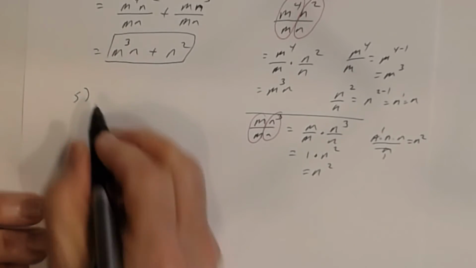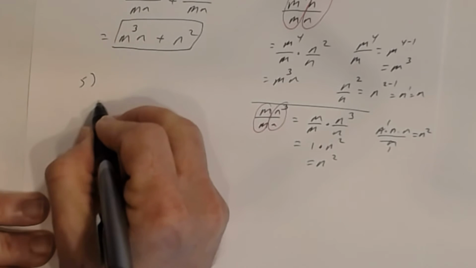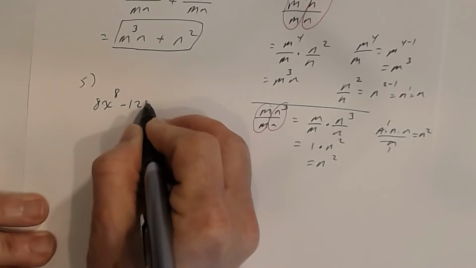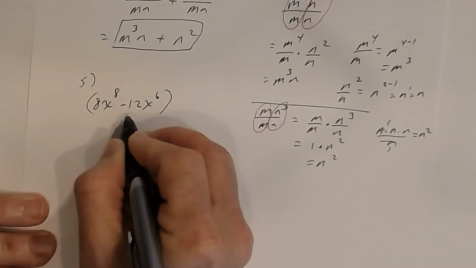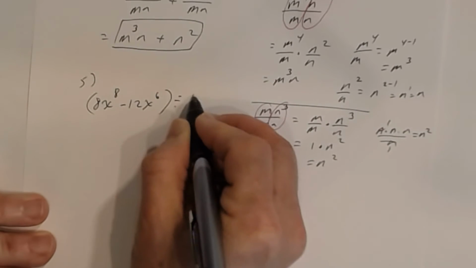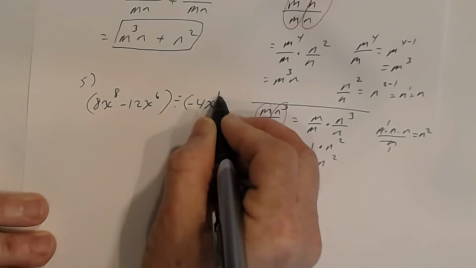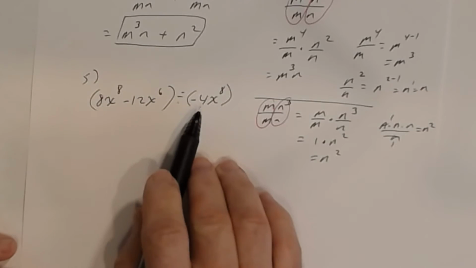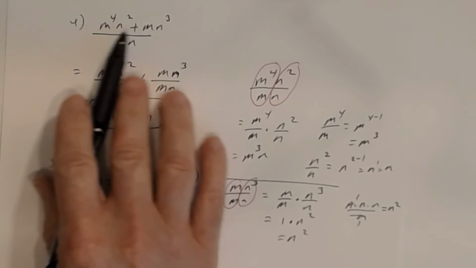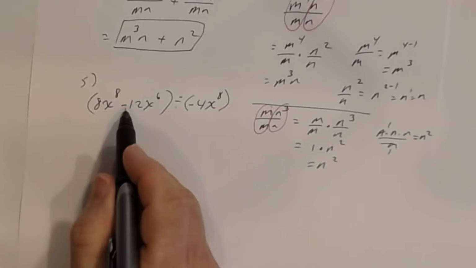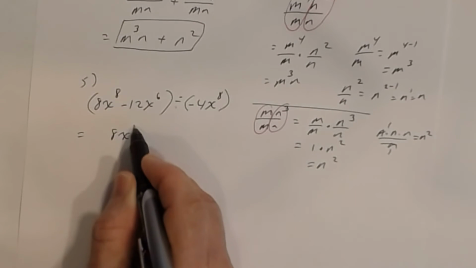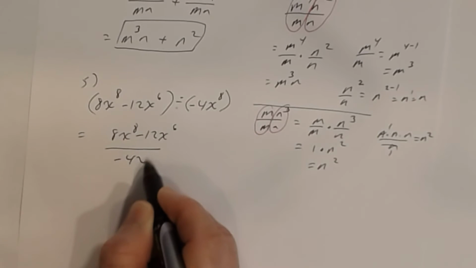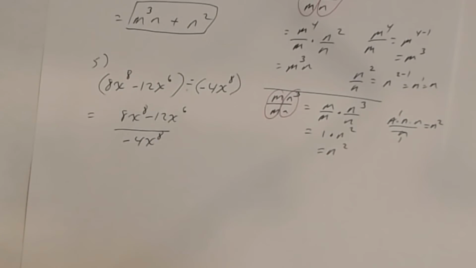Okay, number 5. We have 8x to the 8th minus 12x to the 6th, and we'll put that in parentheses, being divided by a negative 4x to the 8th. All right, so again, it's written horizontally, so you're going to write it like this. So I'm going to rewrite this as 8x to the 8th minus 12x to the 6th divided by a negative 4x to the 8th.